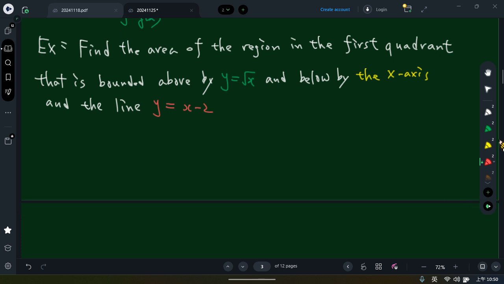So you can see the question just asks you to calculate some area in the first quadrant. First quadrant means 第一象限, right? Then bounded above, so there is an upper bound, y is equal to square root of x.